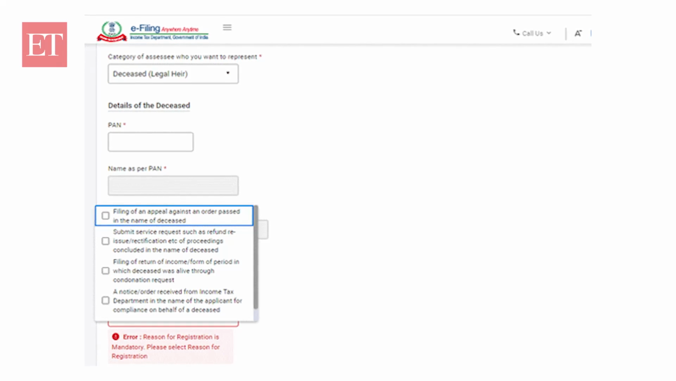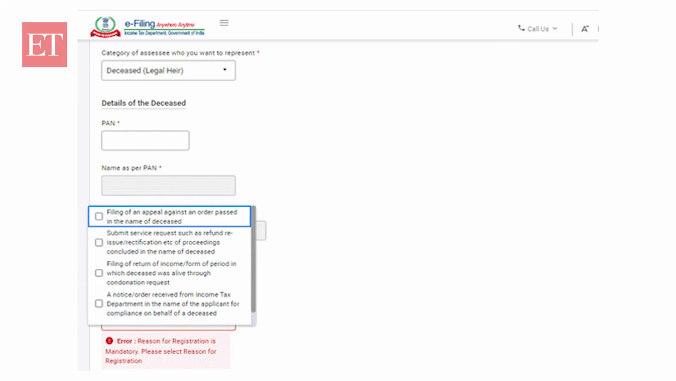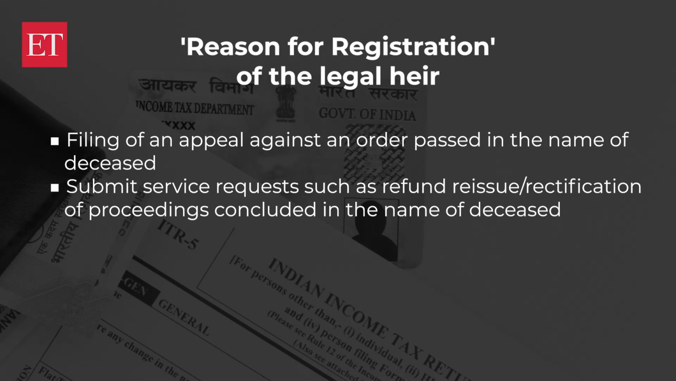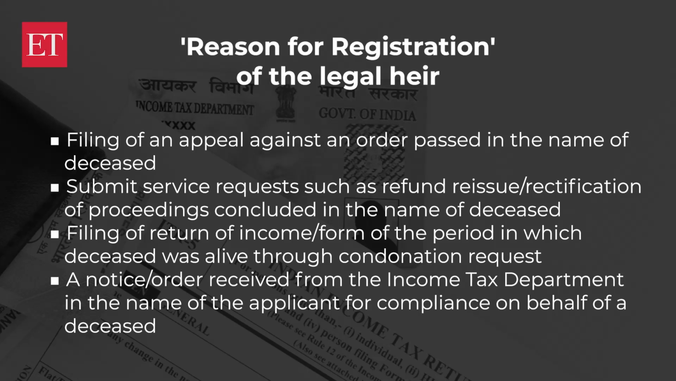The reason for registration of the legal heir as a representative assessee should be compulsorily provided. The legal heir may choose from among the following reasons: filing of an appeal against an order passed in the name of deceased, submit service requests such as refund, reissue, rectification, etc. of proceedings concluded in the name of deceased, filing of return of income or form of period in which deceased was alive through condonation request, a notice or order received from the income tax department in the name of the applicant for compliance on behalf of a deceased, and others.